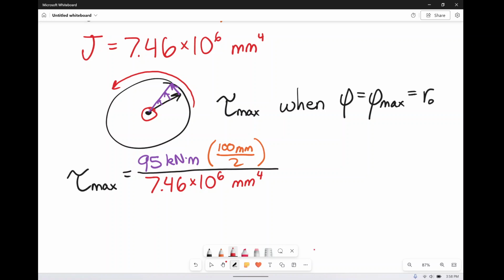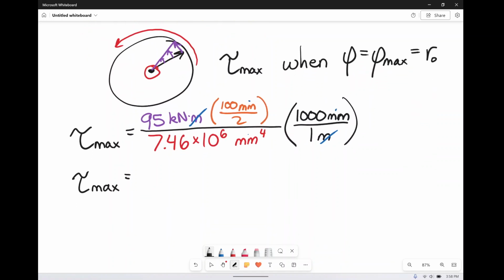See anything wrong with this so far? It's units. We've got millimeters and millimeters to the fourth, and then we've got kilonewtons and meters. Weird. Let's go ahead and turn everything into millimeters. So we have 1,000 millimeters in 1 meter. Let's cancel out some of this garbage. So goodbye meters, goodbye meters. Now we're going to have millimeters times millimeters, so millimeters squared, divided by millimeters to the fourth. Those are all going to work out. So we're going to be left with, for our maximum, kilonewtons per millimeter squared. That's gigapascals technically.